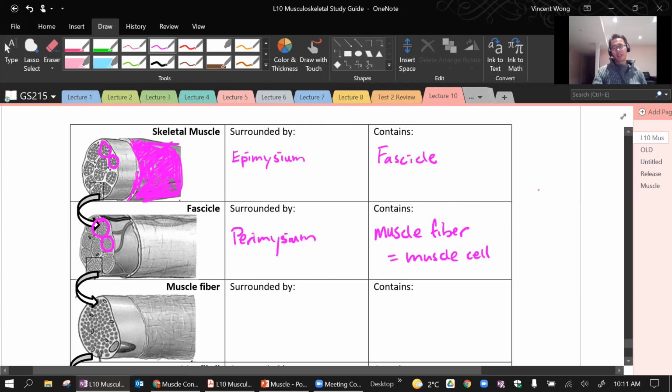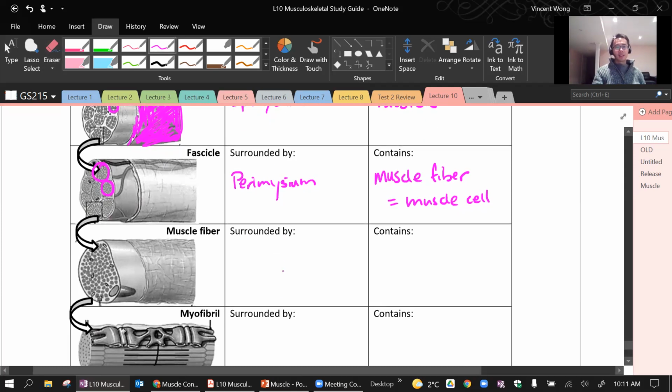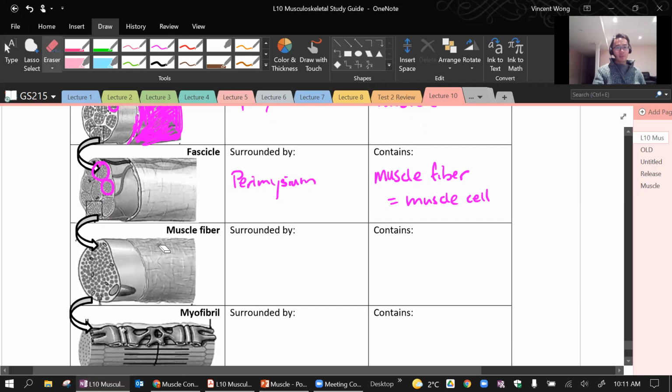Tons of nuclei though, okay? Unlike other cells, because it's so long, the muscle fiber has many, many nuclei as opposed to just one. And if you pull out one, the muscle fiber is surrounded by the endomysium. Immediately below the endomysium is going to be your sarcolemma, right? I'm just going to put it right here to remind you, the cell membrane, sarcolemma. And these individual thingamajigs, those are the myofibrils.